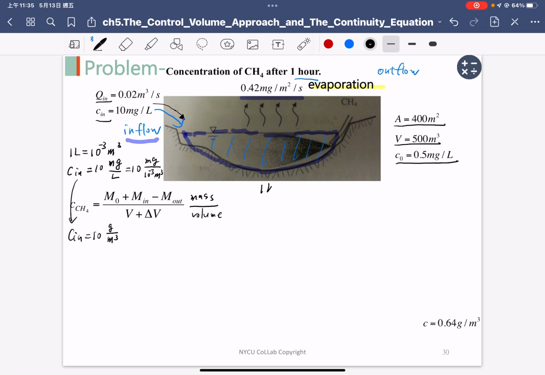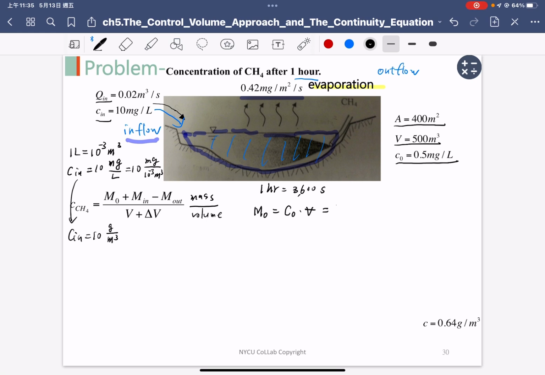We know that 1 hour is equal to 3600 seconds. So we first calculate the initial mass we have. How can we calculate it? Because we already know C0, and C0 multiplied by the total volume will equal the initial mass.